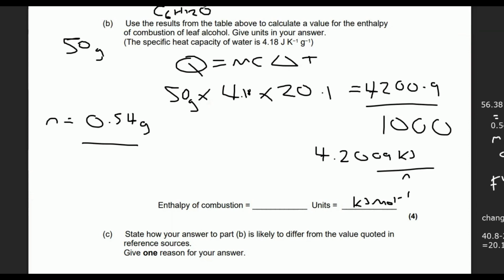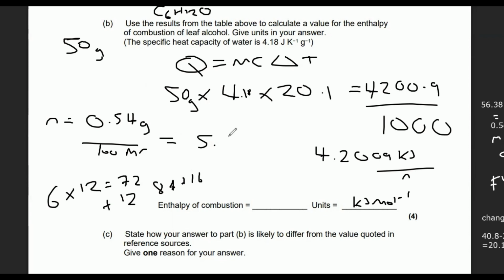C6H12O. So 6 times 12 is 72, plus 12 is 84, plus 16 is 100. That's the Mr. So it's 100. That is some neat handwriting. And that equals 0.54 divided by 100, which equals 5.4 times 10 to the minus 3. That is my moles of fuel that have been burnt.